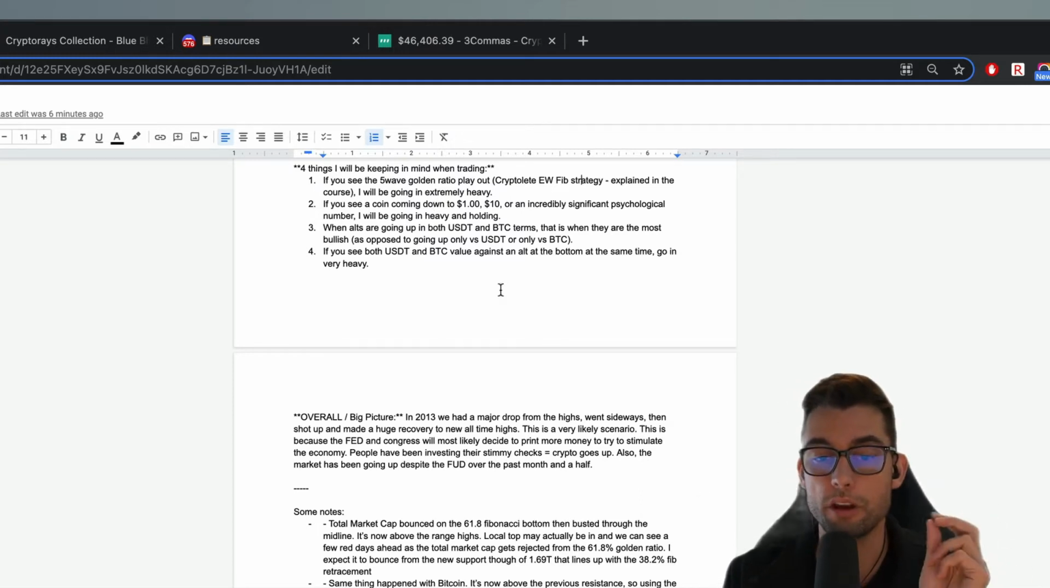Also, when alts are going up against both USDT and Bitcoin terms, that is when they are the most bullish, as opposed to going up only in USD versus only Bitcoin.